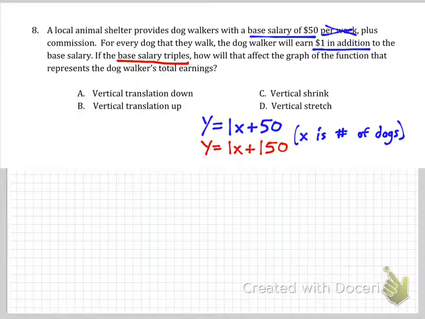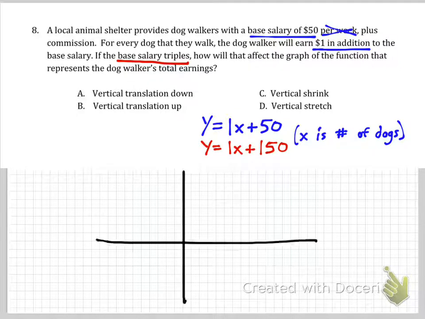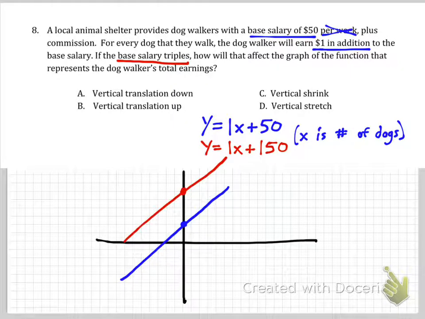They're asking how will that affect the graph of the function. Well, let's graph the blue one first, and I'm going to do a real rough sketch. Let's say that y-intercept is 50. Then the new y-intercept will be 150, and I just made a slope that looks about like 1x. And I know that they both have a slope of 1x, so I know they're actually both parallel here. Well, when I graph both of those, can you guys see what happens when we go from the blue to the red? We're pushing the function up. This is called a vertical translation up.